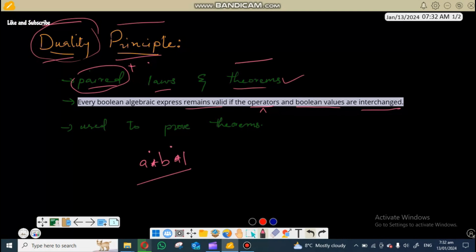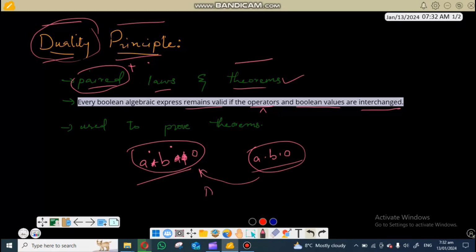And if we interchange the Boolean values, if there is any Boolean value, yes, I have a Boolean value here which is 1, so I interchange it with 0, so it becomes a dot b dot 0. By doing this, he says that this expression is also valid. So the validity does not change when I perform something like this. This expression is going to be called the dual of the original expression. So this is how you find the dual of any given expression, and this is how the duality principle works.